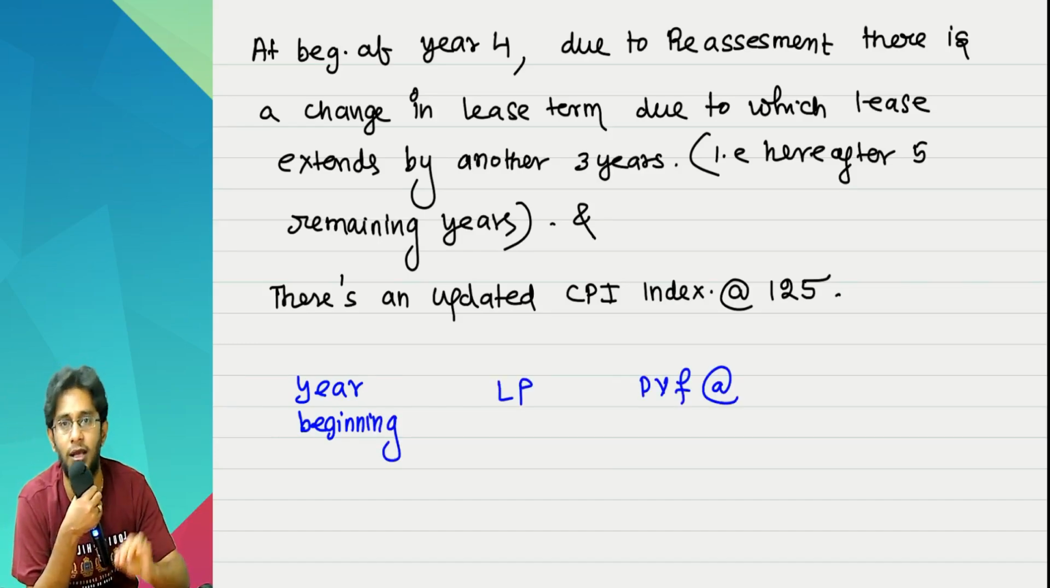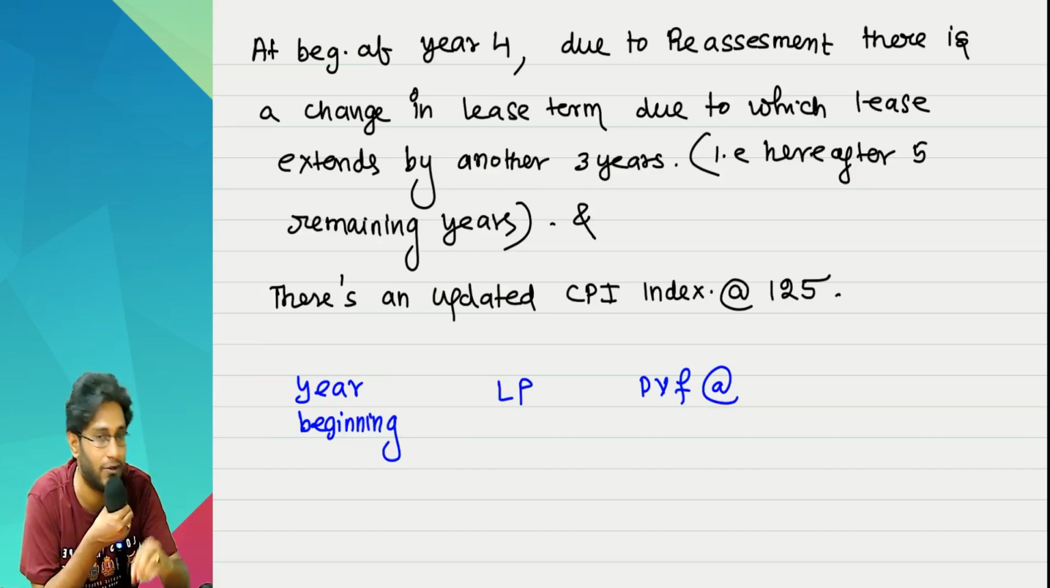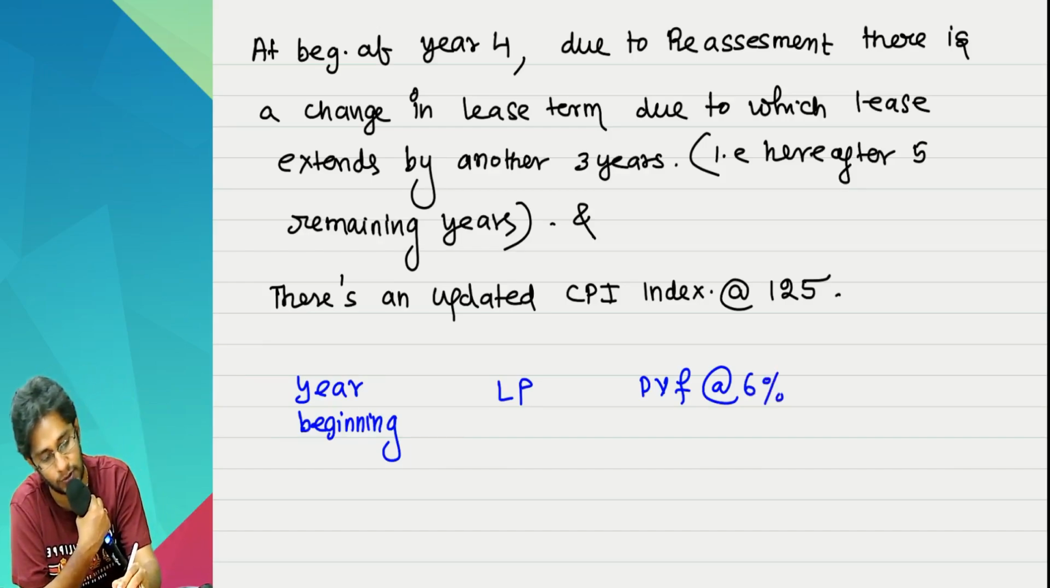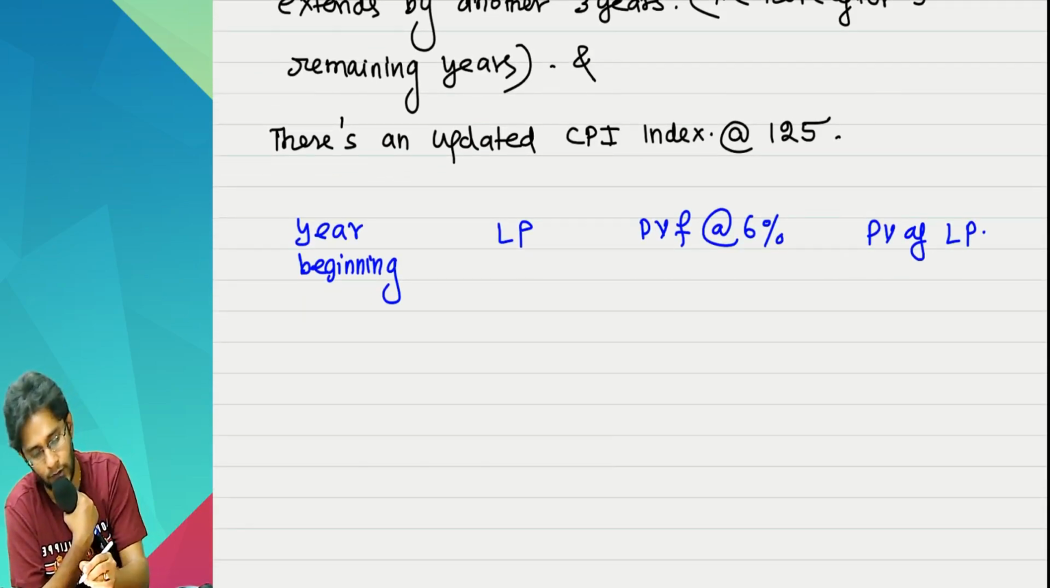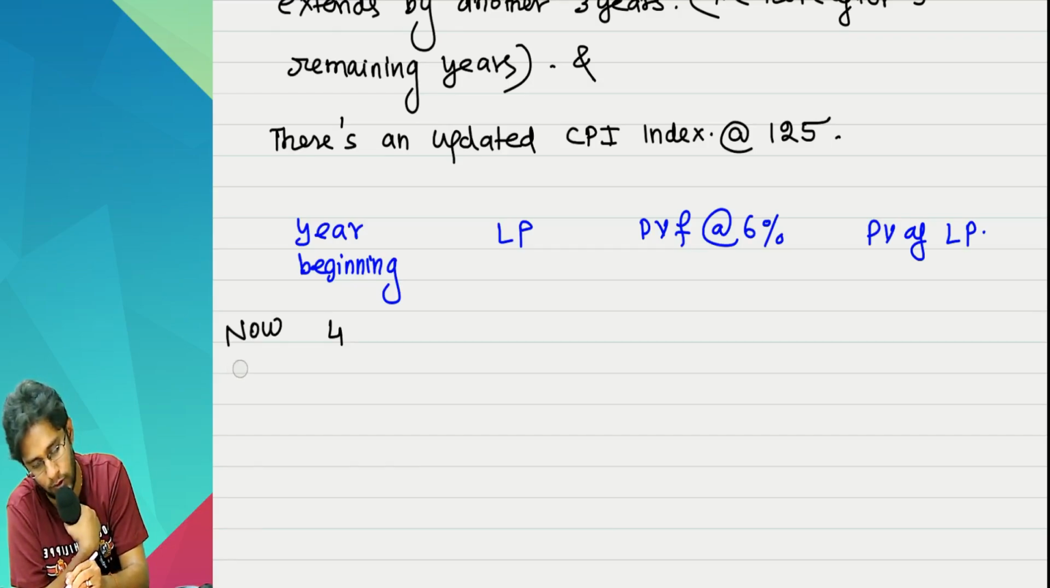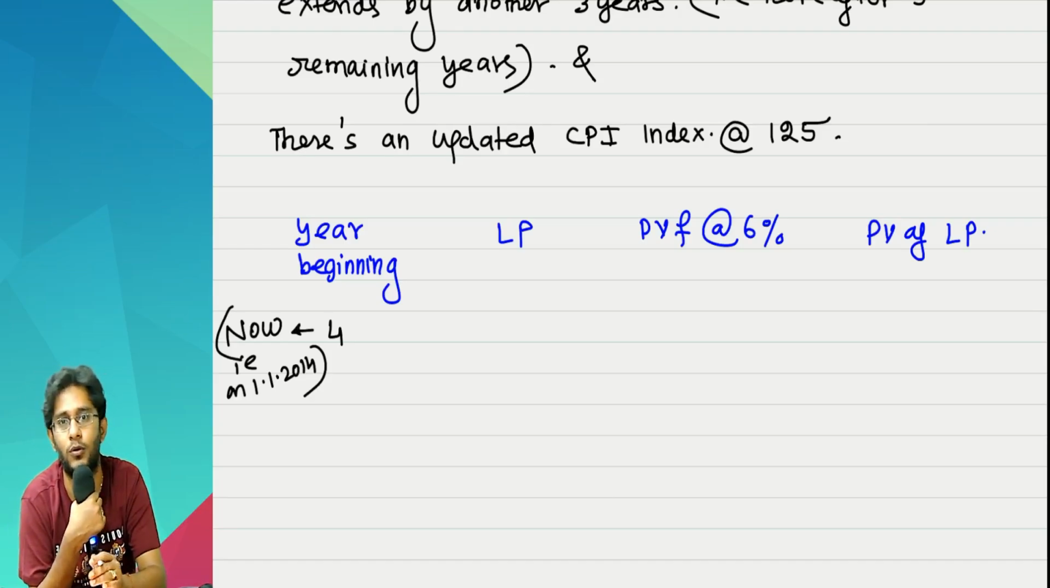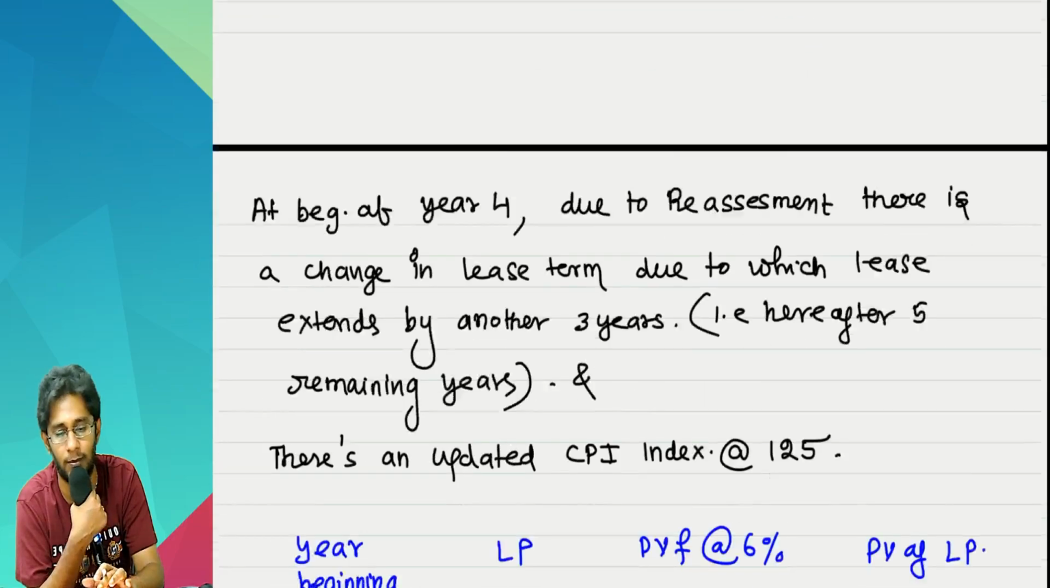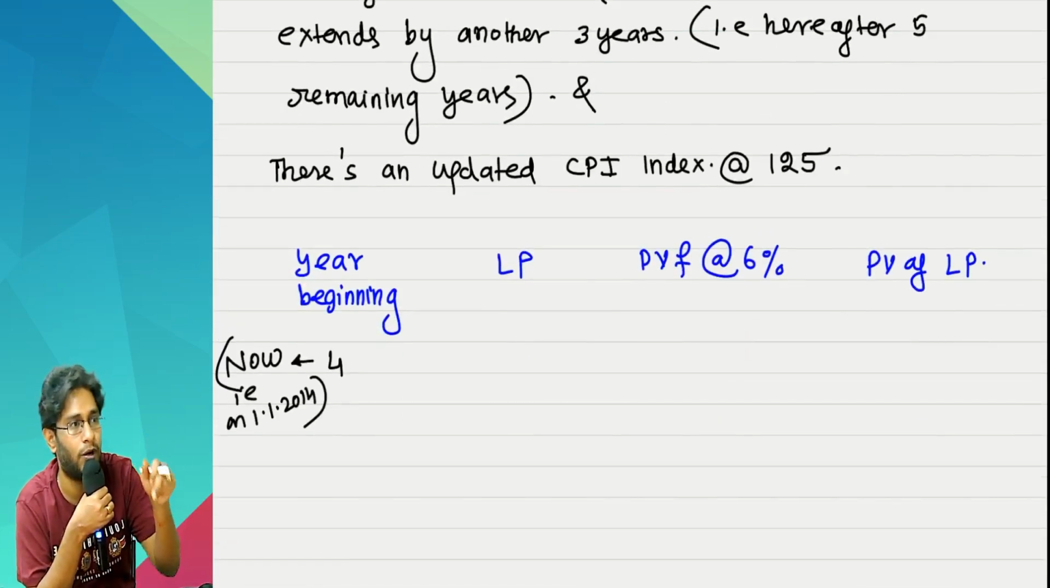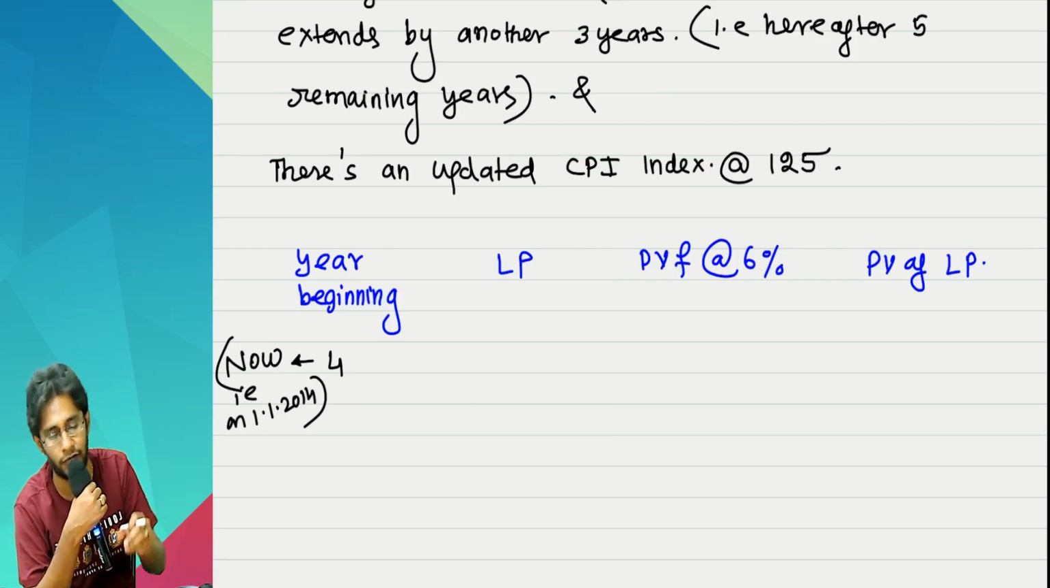Tell me, ma'am, is there a reassessment of lease term? Yes or no? The answer is yes. You will have to go for a revised discounting rate, revised IBR calculation, which is given as 6%. Already 3 years are over now. We are in the 4th year, that is on 1/1/2014. I am writing 4 just to continue what we have written in the table, but you must understand that 4 is the 0 point from your timeline point of view. You are already standing at the beginning of the 4th year.